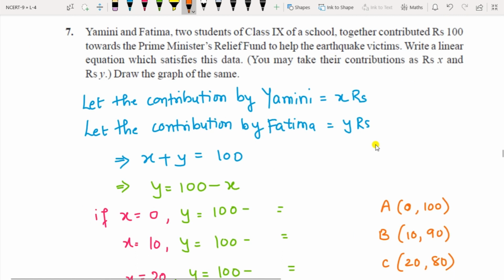Question 7 here is about Yamini and Fatima. These are two students of class 9th. They contributed together 100 rupees for the Prime Minister Relief Fund to help the earthquake victims. You have to write the data in the linear equation form. So let Yamini collect x rupees, and let Fatima collect y rupees. Total is x plus y is 100. That is the equation. Taking y as the subject, it will become 100 minus x.